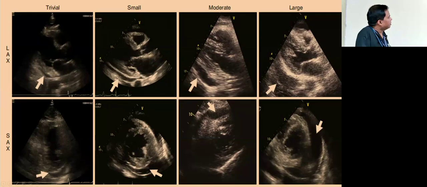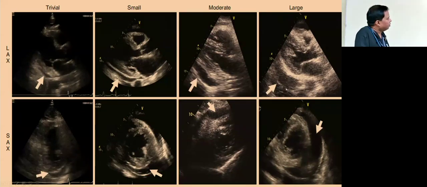This large pericardial effusion can go to impending tamponade, where there will be RA and RV collapse. The earliest is the RA collapse, and afterwards there will be RV collapse. The same thing you are seeing in the parasternal short axis view. This is the left ventricle, and below this is the pericardial effusion.